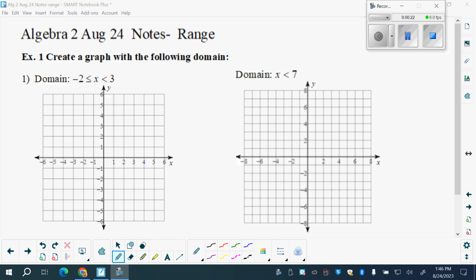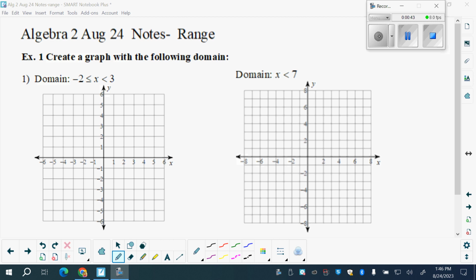So what we're going to do is create a graph now that has a given domain. This domain is the numbers between -2 and 3, and it includes -2. And does it include 3? No, right up to 3, but not including it.